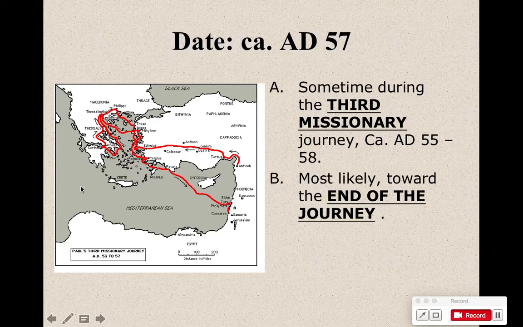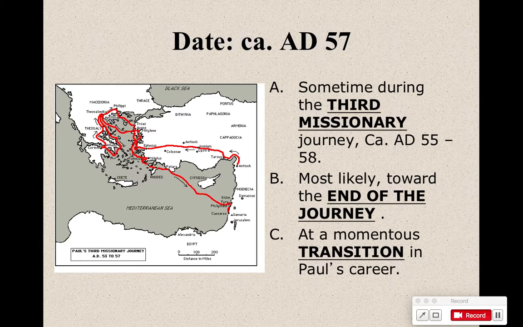It's interesting that the letter to the Romans is Paul's only letter that he writes to a church that he had not previously been to. It is probably the transition in Paul's career because he's getting ready to go to Jerusalem. He's going to be arrested. He will eventually end up in Rome, but he's writing to them and he's never been there before.